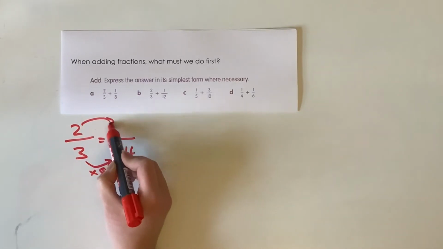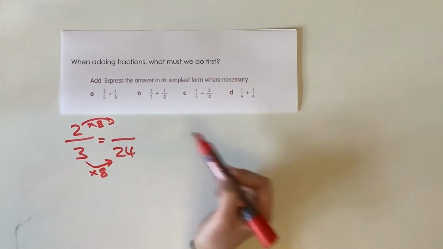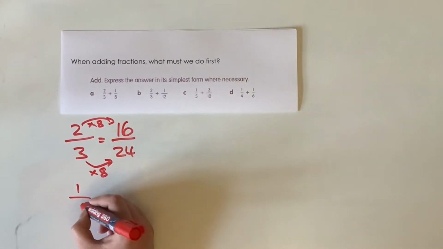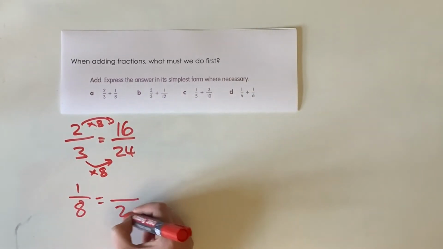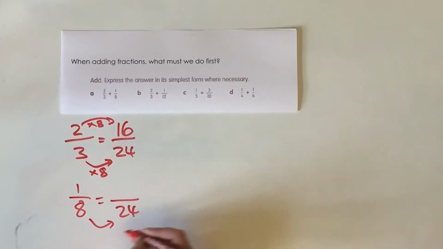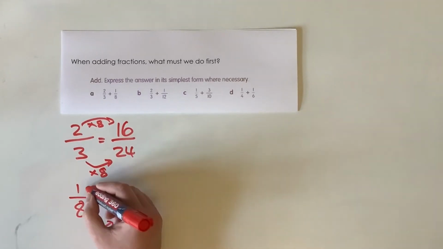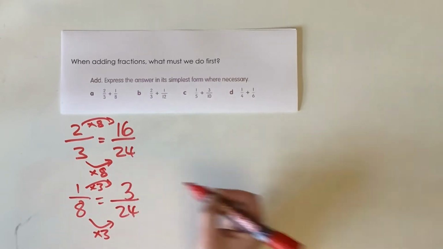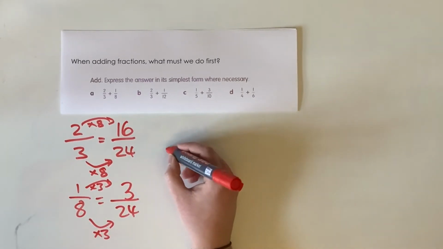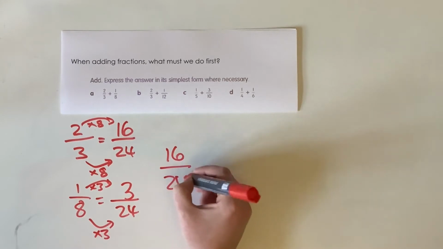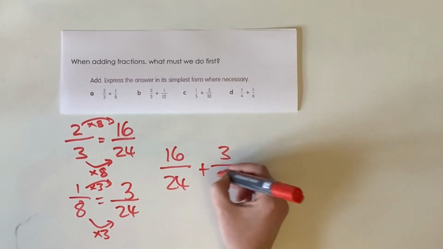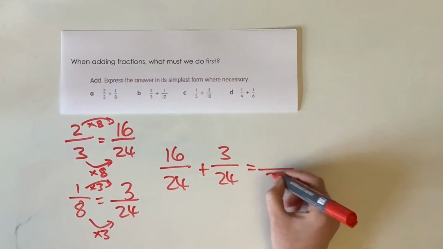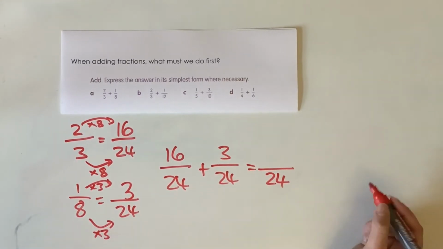And what I do to the bottom, I do to the top. So 2 times 8 is 16. Then I do that with my 8th. What do I times 8 by to get 24? I times it by 3. So I once again do the same to the top. 1 times 3 is 3. Now I can add them together. 16 24ths add 3 24ths. When adding fractions, we don't add the denominators, they stay the same.